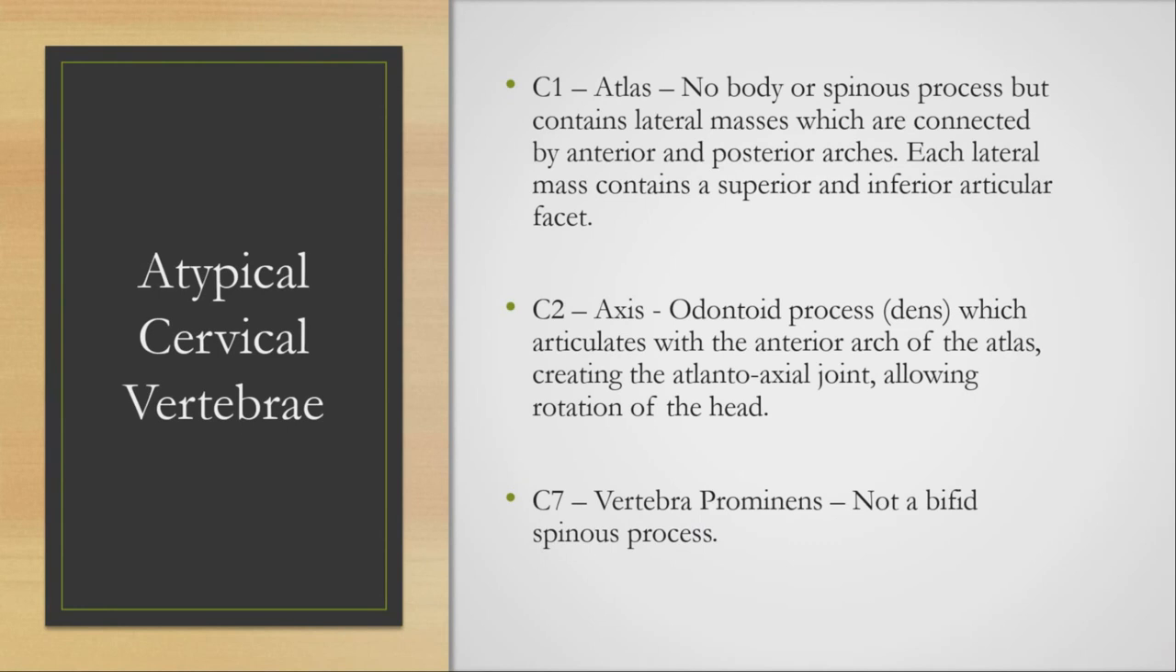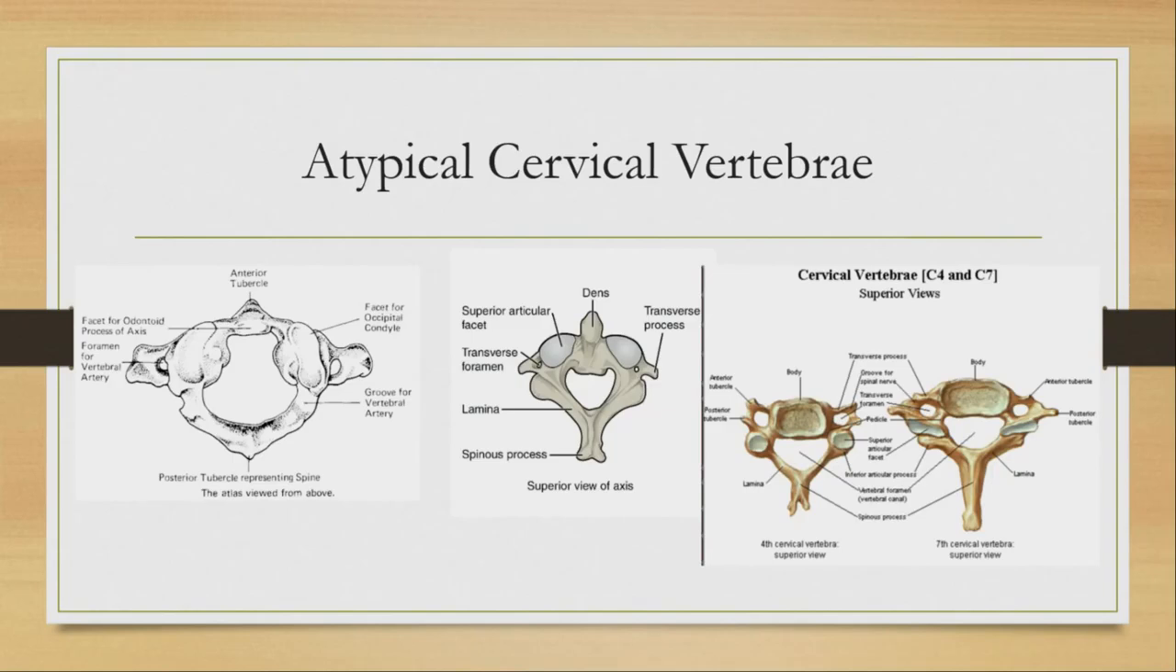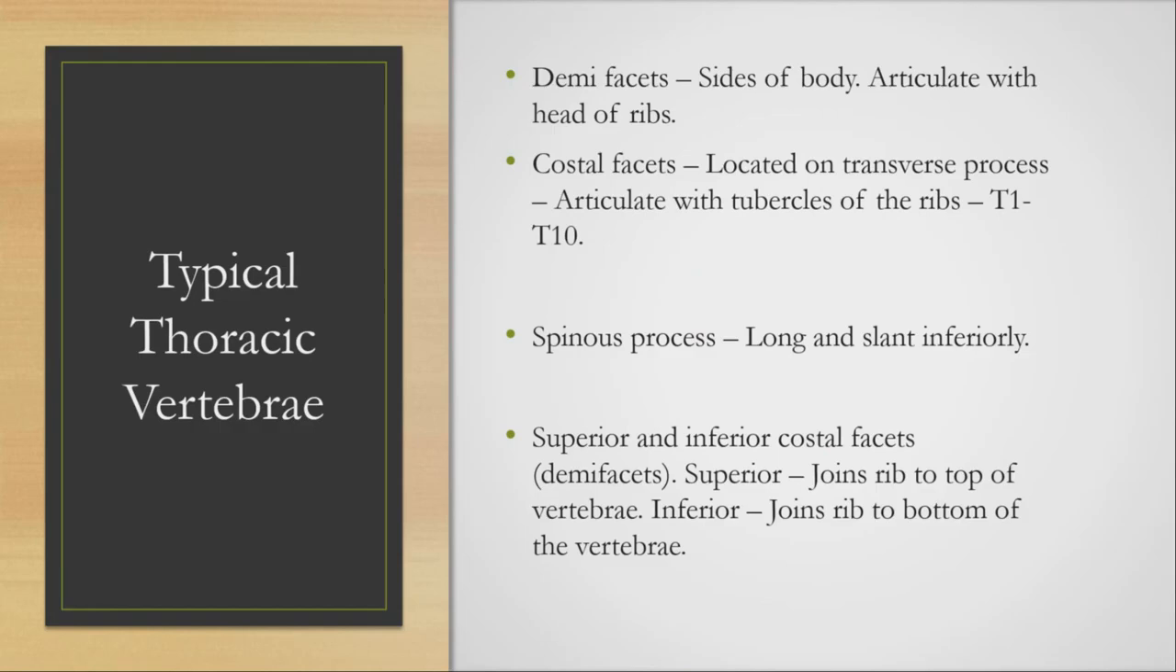C7 is called the vertebra prominens, and it doesn't have a bifid spinous process, meaning that it's a single spinous process. So if you compare it with any of the typical vertebrae, you'll see that the spinous process splits off into 2, but on the 7th cervical vertebrae, it's a single spinous process.